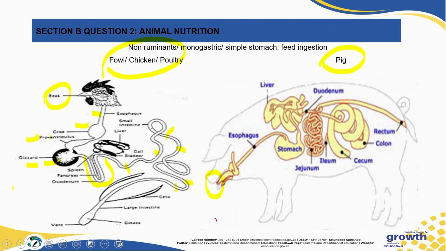Then a pig. Let's get into the pig. A pig, which is also a non-ruminant, a monogastric animal with a simple stomach. A pig ingests food through the mouth. The mouth of a pig has a snout. It digs up to get food, and then the lower part, or the lower jaw of the animal, acts as a spade for the intake of food.